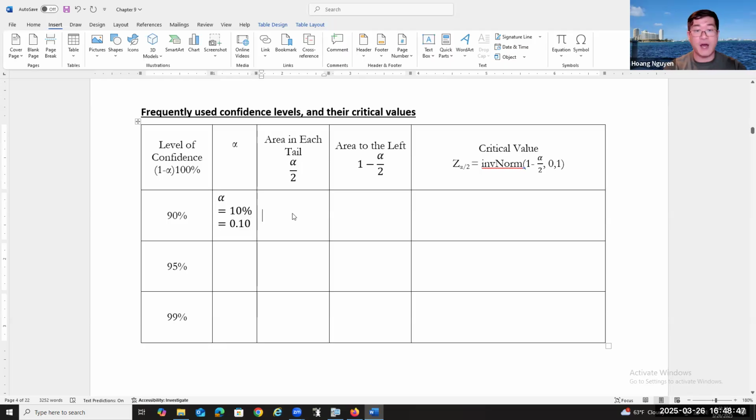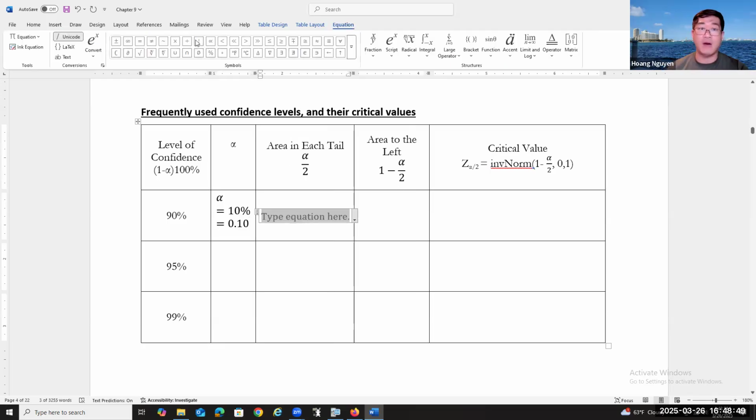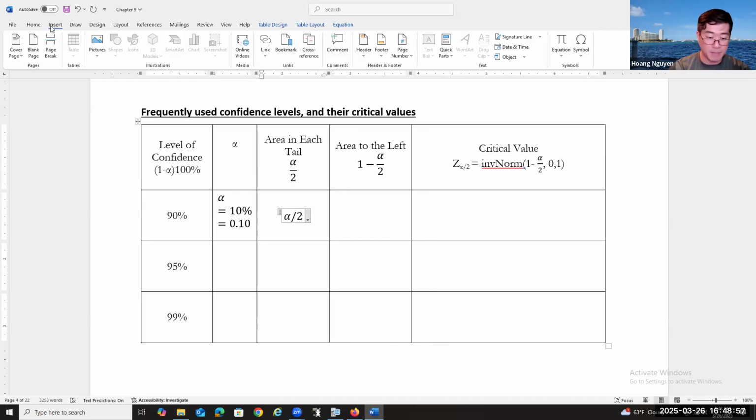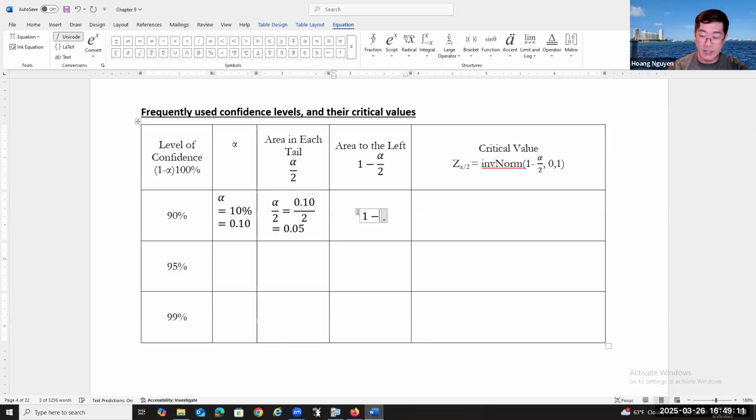Now, after we know alpha is equal to 10%, we're going to find alpha over 2. It's 0.10 divided by 2, which is 0.05. So we just got alpha over 2, which is the area to the right. Now we have to find the area to the left. So 1 minus 0.05 equals 0.95.